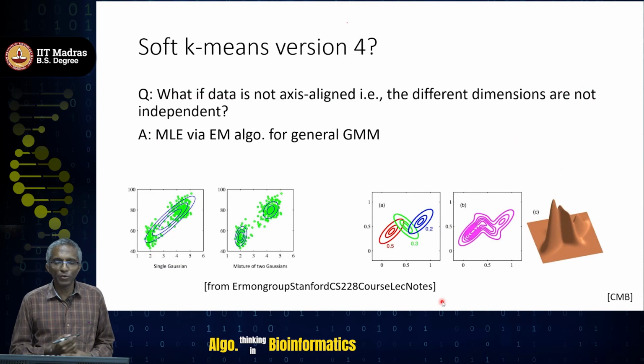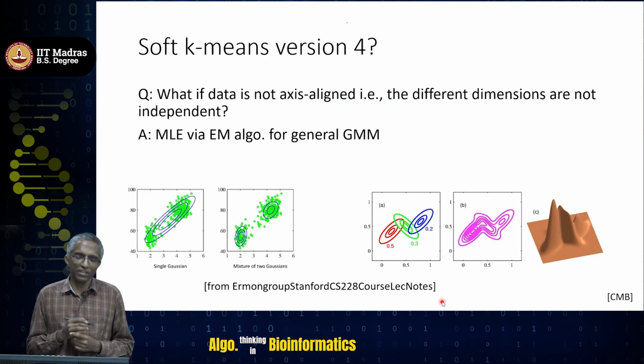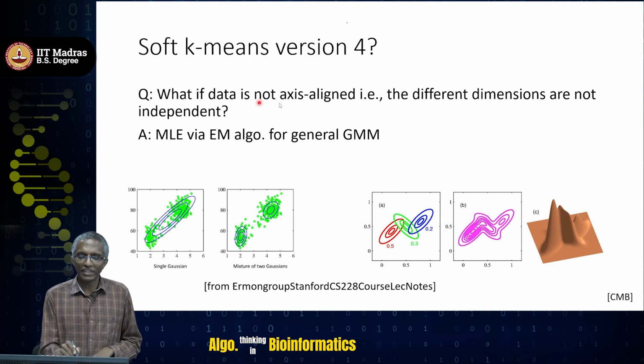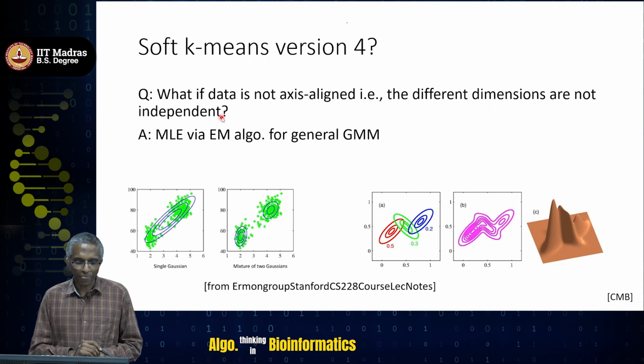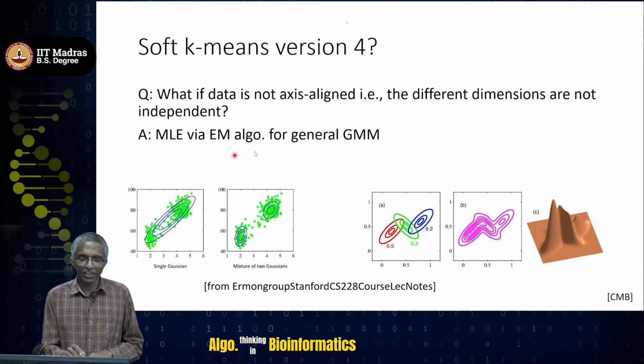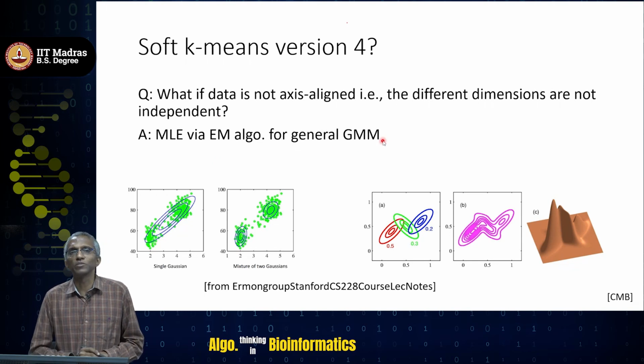So you can even think about a version 4, the most general k-means algorithm. What if the data is not axis aligned, that is, the different dimensions are not independent of each other, right. Then also you can come up with a maximum likelihood estimate via an EM algorithm for the general Gaussian mixture model. We are not going to go into it in detail, this is an optional topic, okay. But I just wanted to mention that this is also possible.